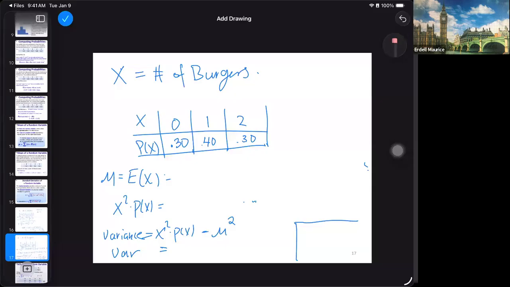So what we're doing here is finding the mean. To find the mean, you multiply each value by its probability.